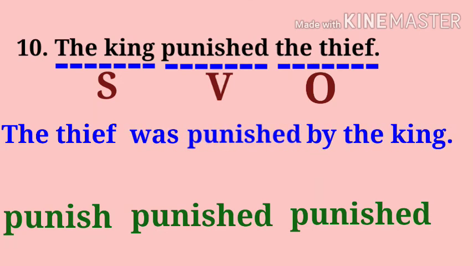Okay. So these are some examples. Just learn these examples, read these examples, and listen my video again and again. You will understand how to change active voice into passive construction. Okay. Now I'm going to give you some more examples to turn active voice into passive construction. See the sentences. Just try to solve them.